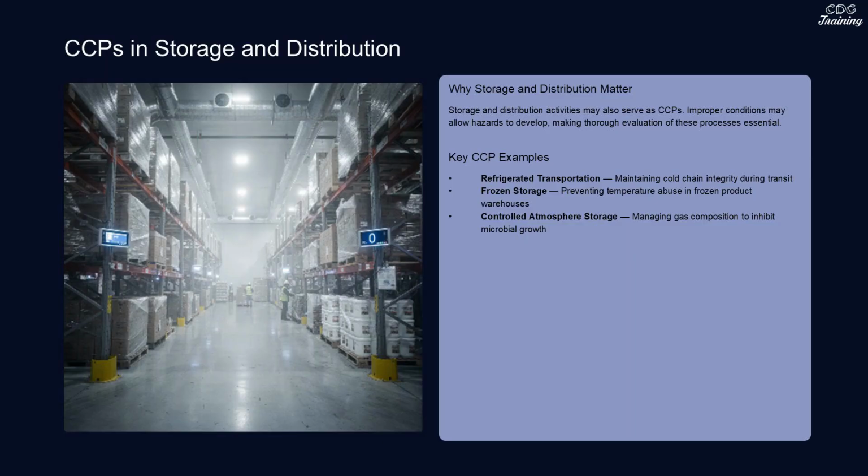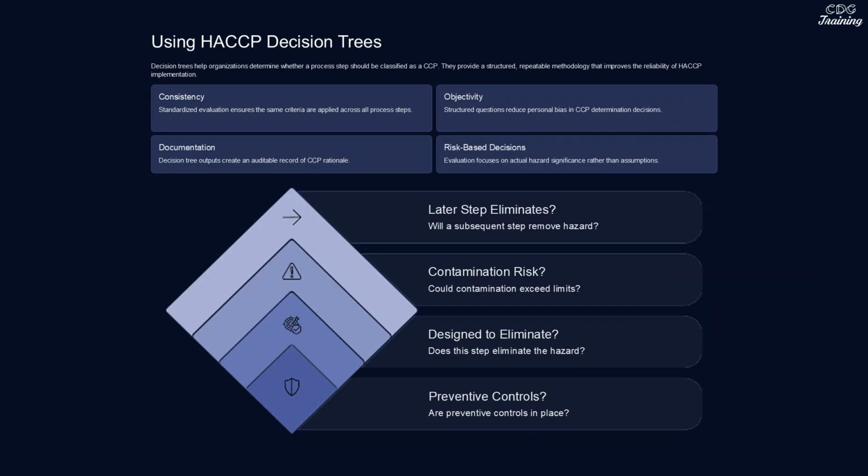Storage and distribution activities may also serve as CCPs. Improper conditions may allow hazards to develop, making thorough evaluation of these processes essential. Key examples include refrigerated transportation and controlled atmosphere storage. Decision trees help organizations determine whether a process step should be classified as a CCP. They provide a structured, repeatable methodology that improves the reliability of HACCP implementation.